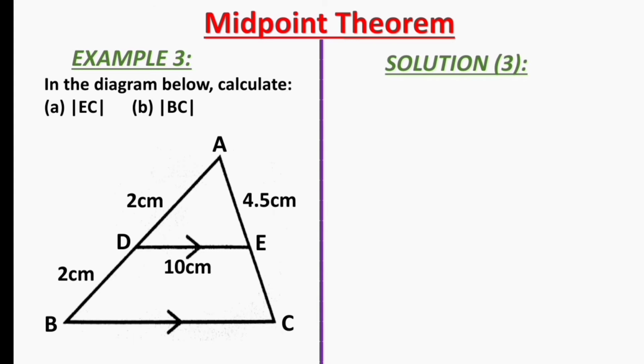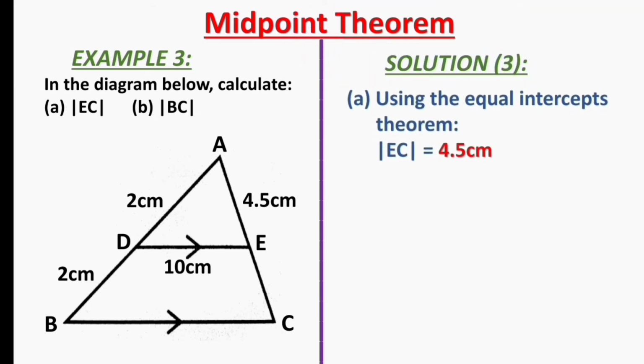Looking at a solution to question 3, now looking at the diagram closely, we can see that the length from A to D is equal to the length from D to B, talking about 2 centimeters. Now, using the idea from the equal intercept theorem, can you tell the length from E to C in question A? Let's see if you can. Now, the solution to question A, using the equal intercept theorem, the length from E to C is 4.5 centimeters. I hope you got that right.